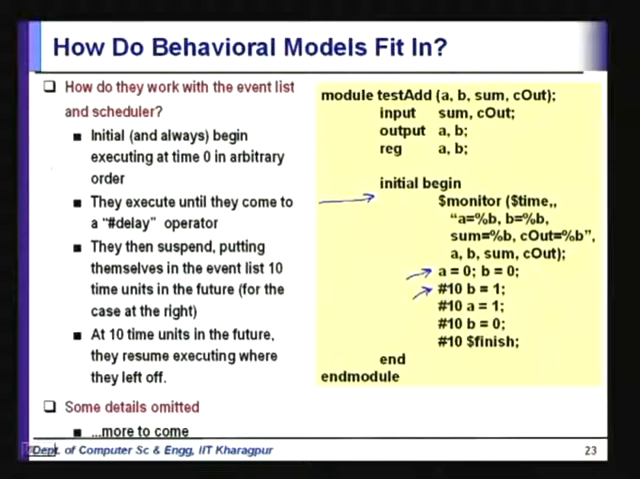So, here is a summary of the things that we have learned so far, that initial and always begin executing at time 0 in arbitrary order, right. They execute until they come to a hash delay operator. They then suspend, putting themselves in the event list 10 time units in the future for the case at the right. So, here they are going to put B equal to 1 in 10 time units after this, right.